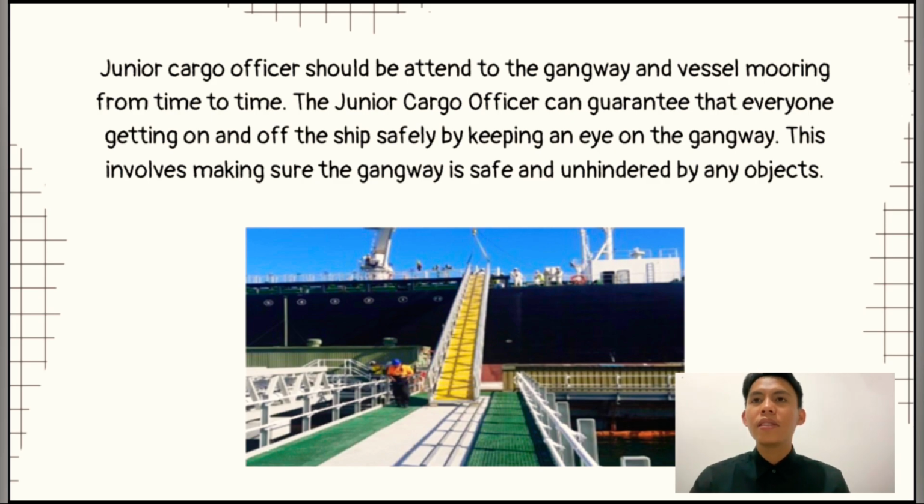The junior cargo officer should also attend to the gangway and vessel mooring from time to time. This is because the junior cargo officer can guarantee that everyone getting on the ship does so safely by keeping an eye on the gangway, making sure the gangway is safe and unhindered by any object.